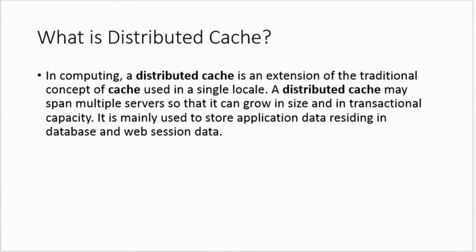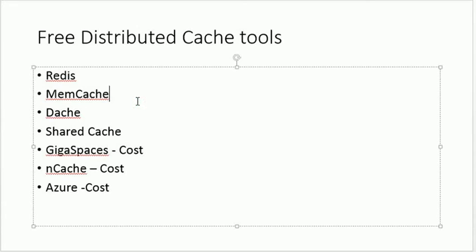Basically, free distributed cache tools are Redis and Memcache. NCache, Shared Cache, and Giga Cache are others, and NCache is the cost-effective one, and we know that Azure is the cost-effective one. Basically, Azure is working based on Redis. Redis is a Linux-based system. Basically, it works for Unix only. They have introduced a new plugin for Windows, and based on that, Azure is working presently.